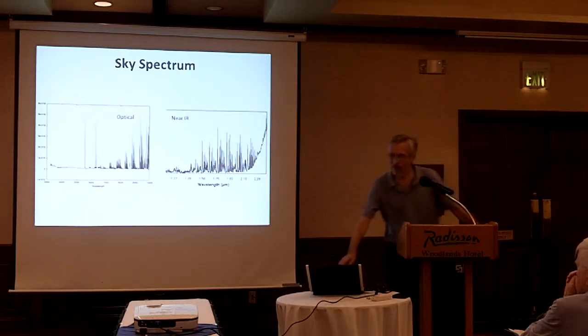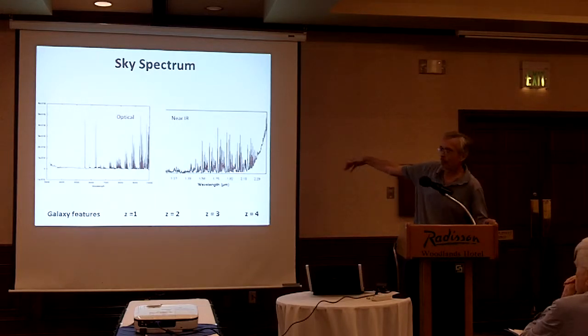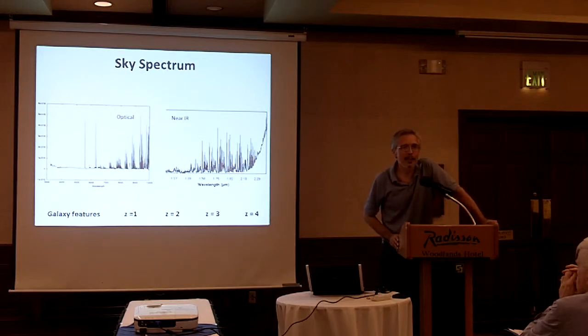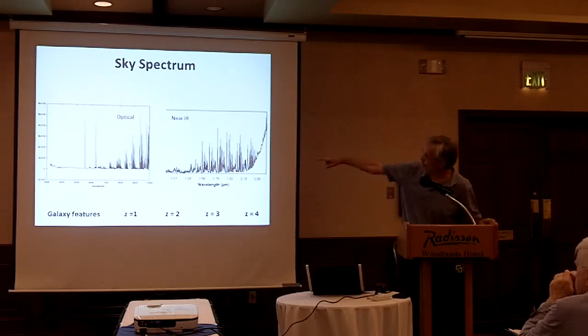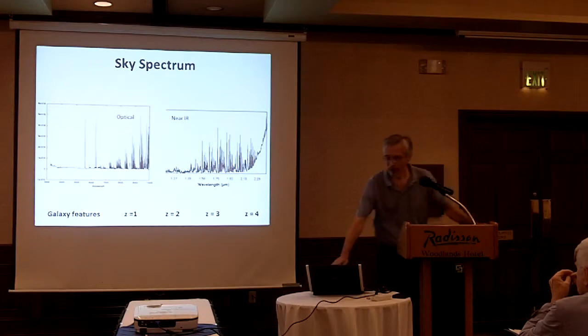And why is it so hard? Well, I've already alluded to why. By the time you move out to even a redshift of 3 or 4, all the features you use to identify a galaxy and measure its redshift have shifted into the hideous regime of the OH bands. You can see here, these are not scaled to each other, but you can see the OH bands in the optical, then moving into the infrared, and then the thermal background rising up to whack you in the face as you hit 2 microns.